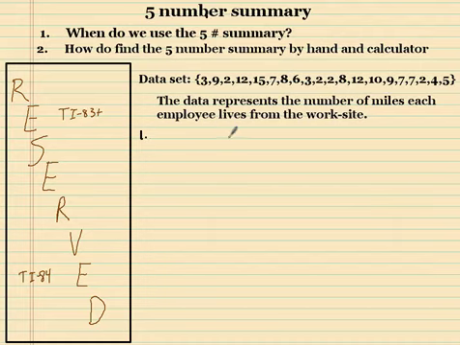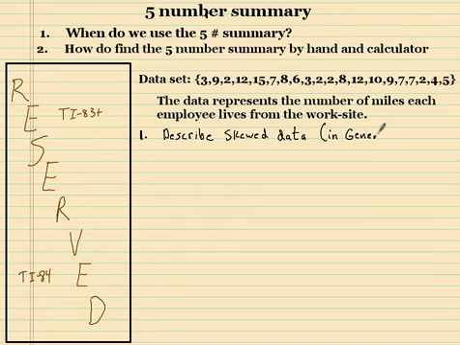We use the 5-number summary to describe skewed data. Okay, and I'm going to put "in general" here, because it's not always the case. Okay, and what does the 5-number summary consist of?